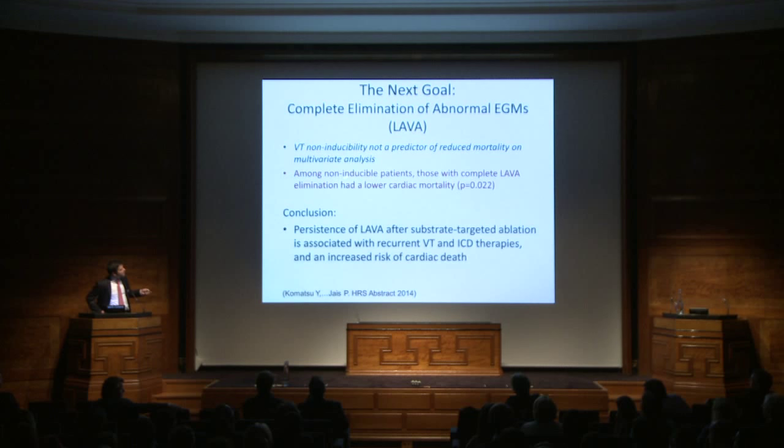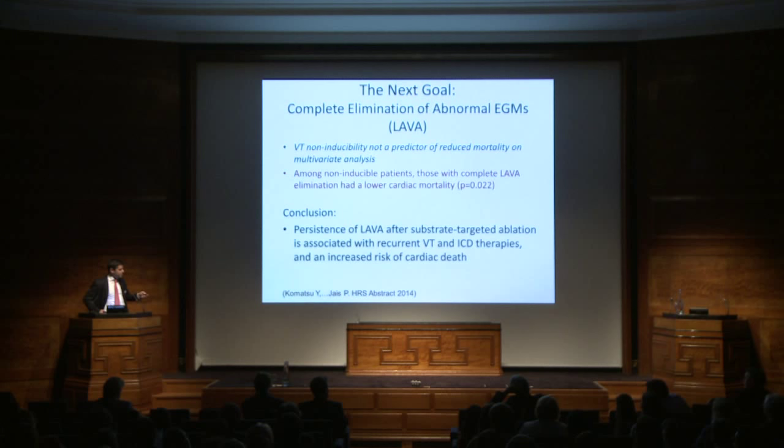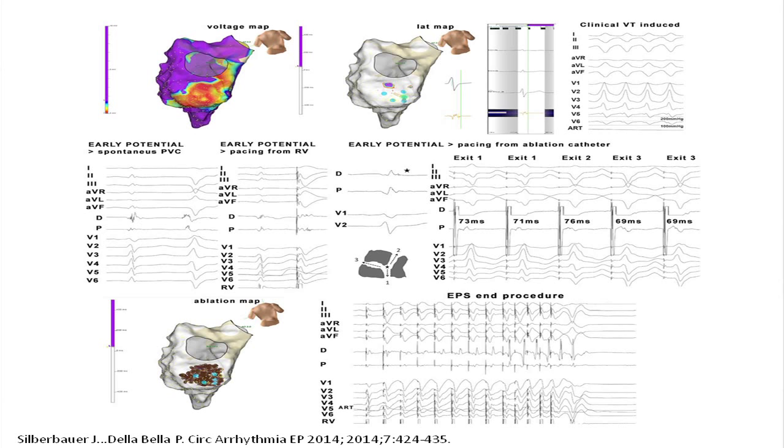So among the non-inducible patients, which had been heretofore our endpoint, non-inducibility in the lab is what we were looking for, those with complete elimination of the localized abnormal ventricular electrograms, LAVA, had a lower cardiac mortality. This is abstract only this year, but has been shown in another study from the Italian group, which I'll show. So persistence of LAVA after a substrate-targeted ablation reduces ICD therapies and is associated with recurrent VT and ICD therapies and an increased risk of death. And if you are able to control all the LAVA or ablate them, you get reduced cardiac mortality, which has been shown subsequently in this paper by Silberbauer when he was with Paolo Della Bella, recently published.